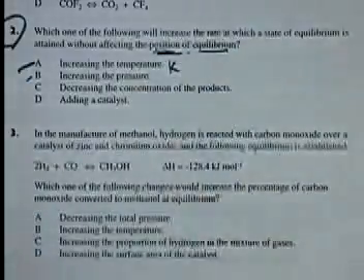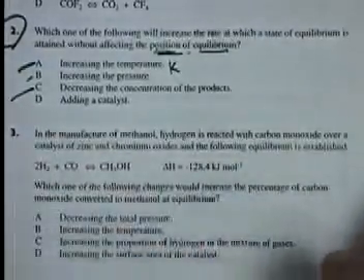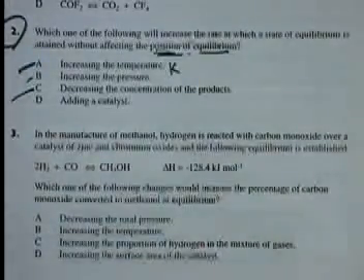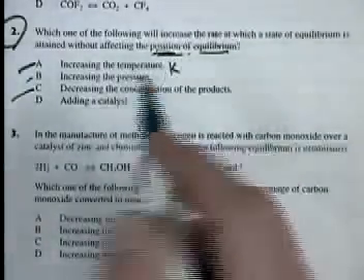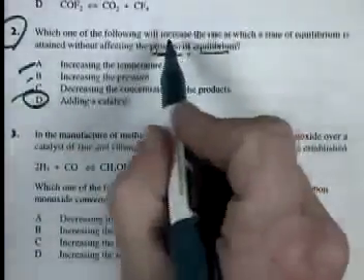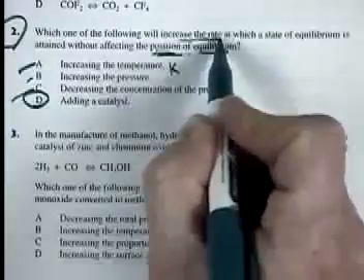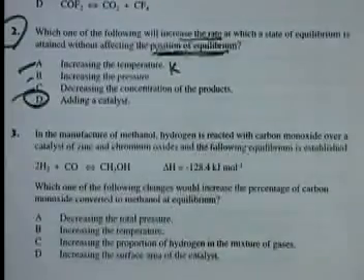You'll be shifting it to the least moles of gas. Decreasing the concentration of the products is just like removing an amount of substance from the system, and therefore it will shift to that side and it will affect the position of the equilibrium. And lastly, adding a catalyst. Well, of course, that will increase the rate of the reaction, but it will not affect the position of the equilibrium. So the best answer for number 2 is D, as in dog.